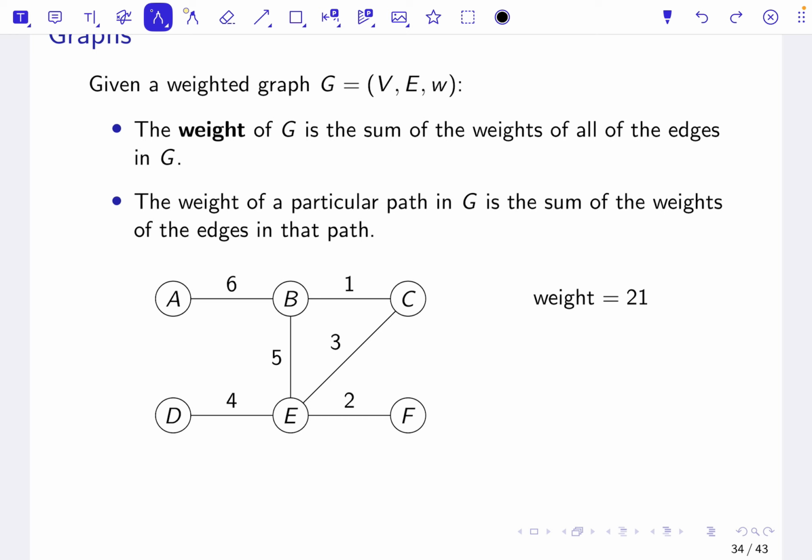So, given weights on edges, the weight of an entire graph is a sum of the weights of all the edges. And then we can also assign a weight to a path, which is, again, the sum of the weights of the edges in that path. In the transportation metaphor, the weight of the graph doesn't mean that much. Not sure why you'd be interested in the total distance of all roads in a city. But the weight of a path makes perfect sense.